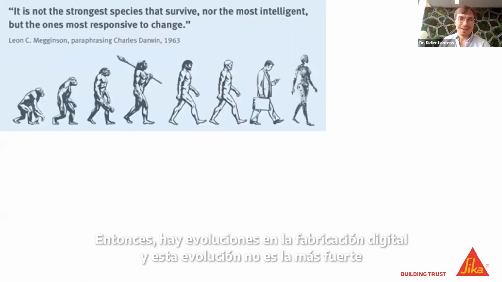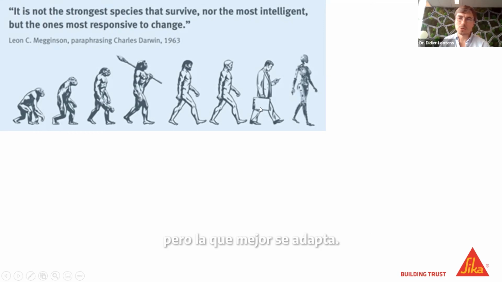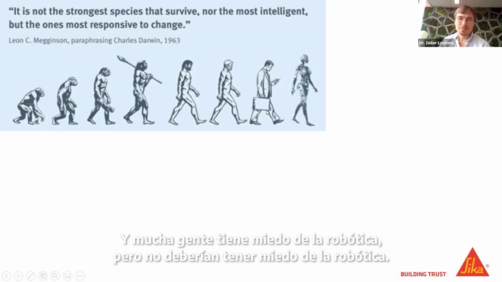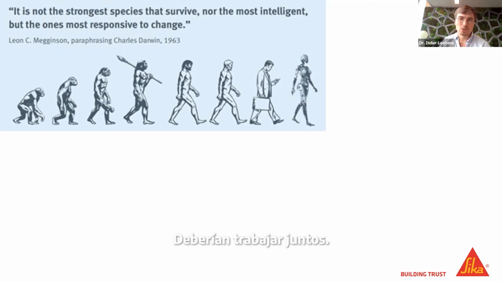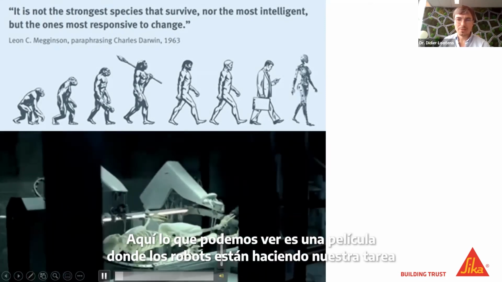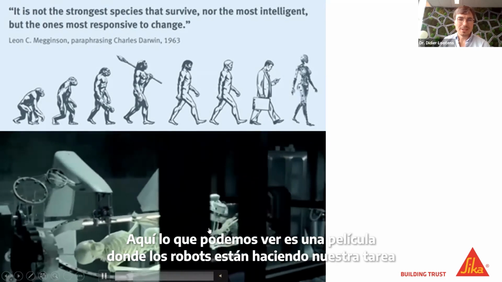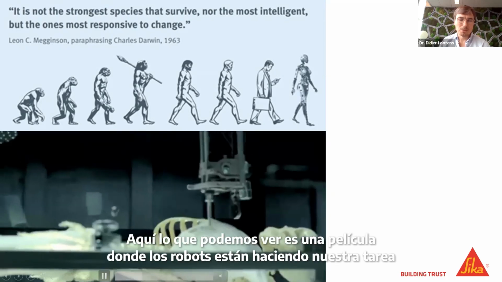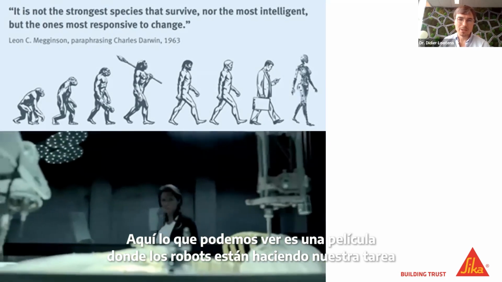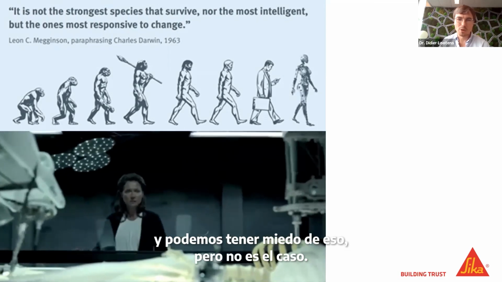So there are evolutions with digital manufacturing, and these evolutions are not the one with the stronger, but the one with the most adaptive. And many people are afraid of robotics. We should not be afraid of robotics. We should work together. So here, what we can see, you have some sitcom putting the robots that are doing our tasks, and we can be afraid of that.